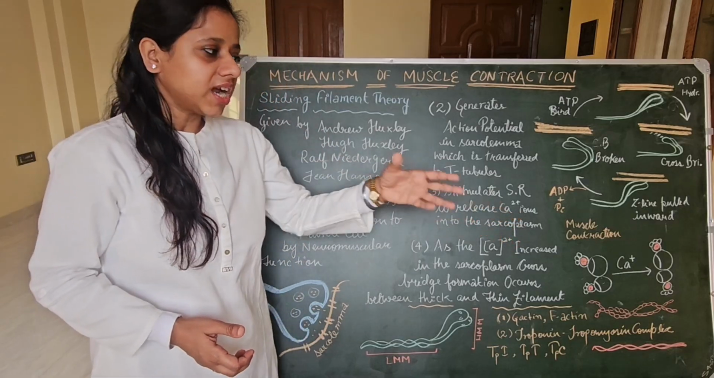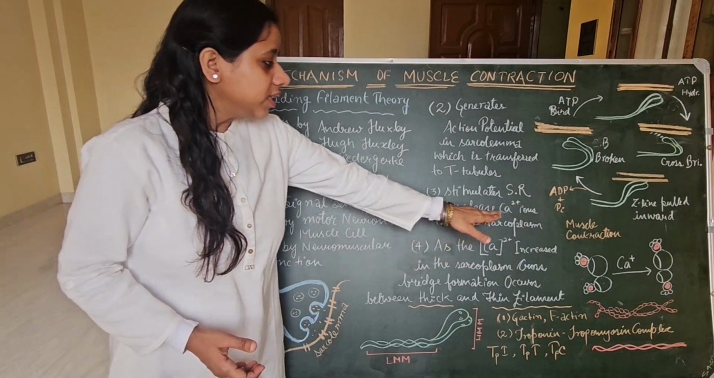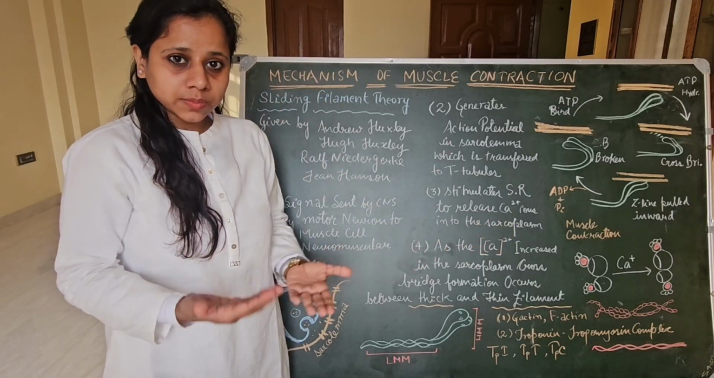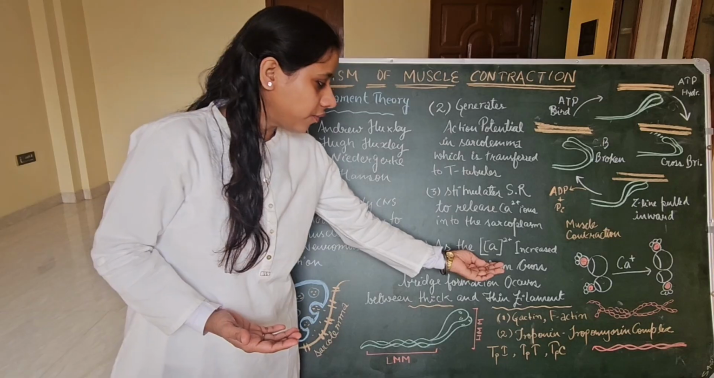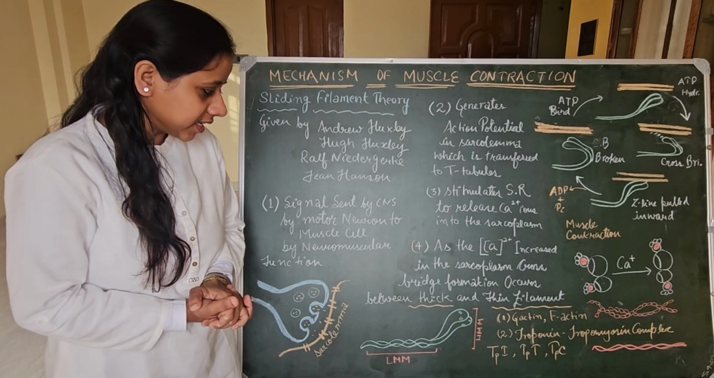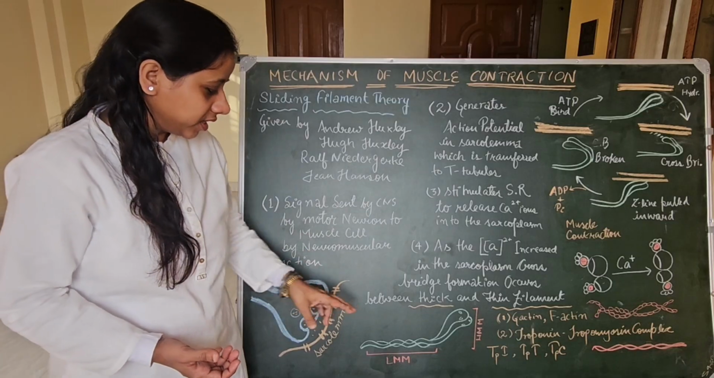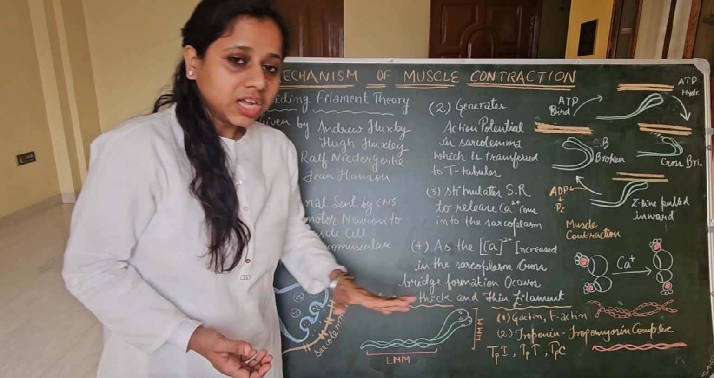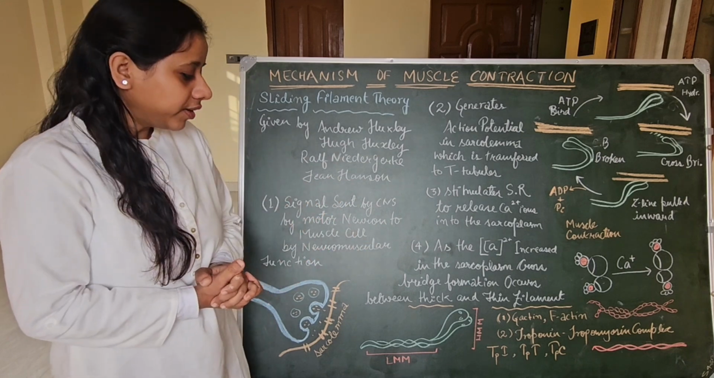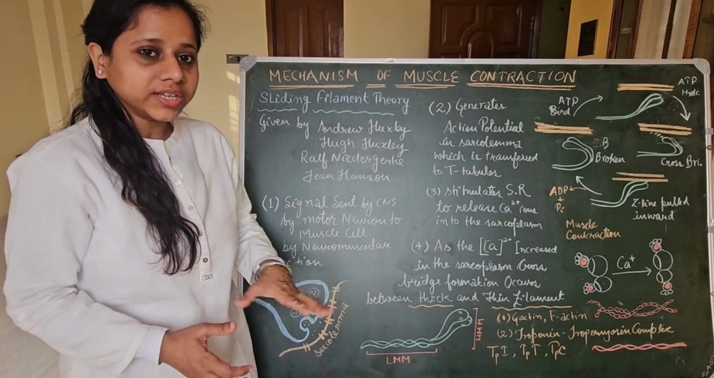These calcium 2 plus ions are sequestered in the sarcoplasmic reticulum of the muscle cell. As they are released into the sarcoplasm, that is the cytoplasm of the muscle cell, the concentration of calcium 2 plus increases. As the concentration increases, we see cross bridge formation between the thick filament and the thin filament. To understand the basic mechanism, we need to understand what the thick filament and thin filament are, what their components are, and how they work.